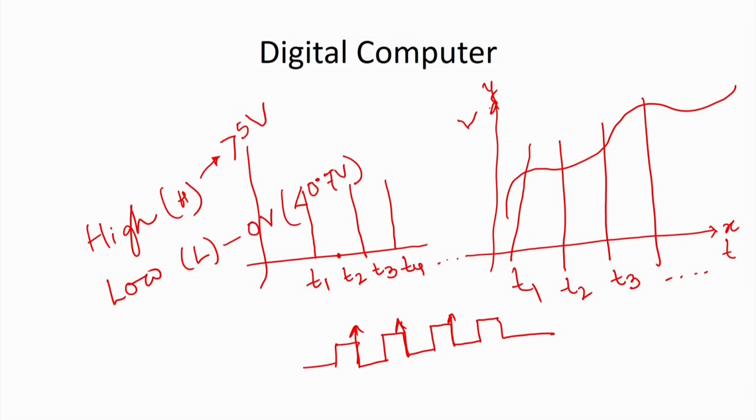So, generally we represent these two states as high and low. For our convenience, that high may be represented by 1 and low will be represented by 0. So, basically it is a combination of zeros and ones only. At some instance of time, the signal value is high, that is represented by 1, and in some cases the signal value is low, in that case it is represented by 0.